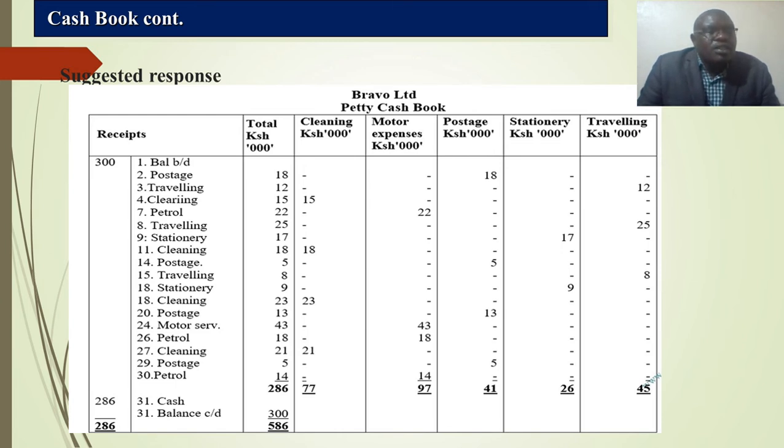So that is how we balance it off. So the balance carried down is 300,000 Kenya shillings. In other words, on 31st, you will receive cash, which is equivalent to 286,000 shillings. You add to the balance which was remaining with you, and now the balance to be carried down to the next month is 300,000 Kenya shillings, which is the float, which is the interest, which is kept by the business. That is how we prepare a petty cash book.